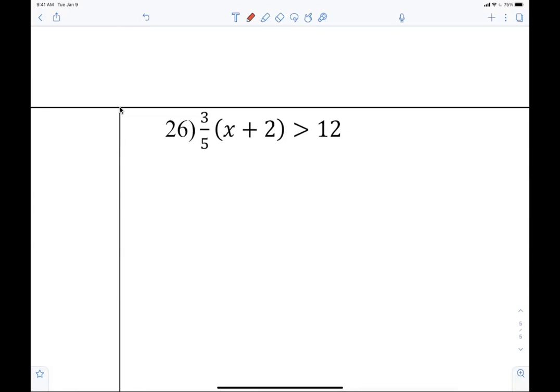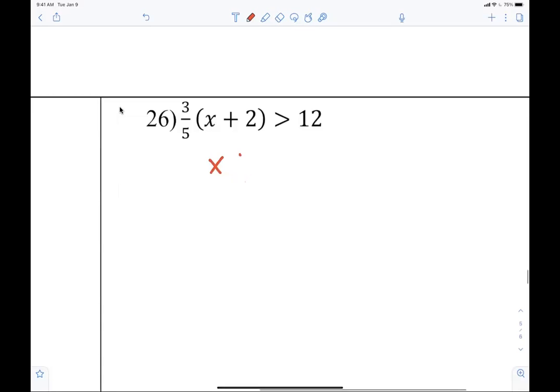All right, what do I need? Oh, let's just do the whole answer here. So let's multiply by the reciprocal and then what? And then subtract 2. So everybody multiply by the reciprocal and then subtract 2. Is that right? Anybody else get X is greater than 18?